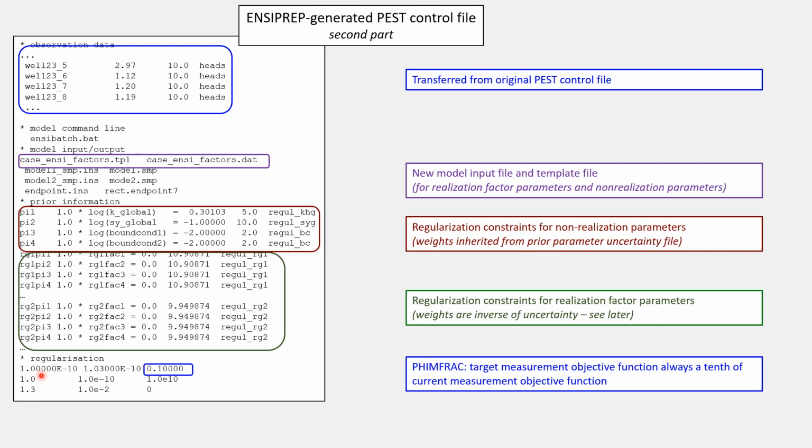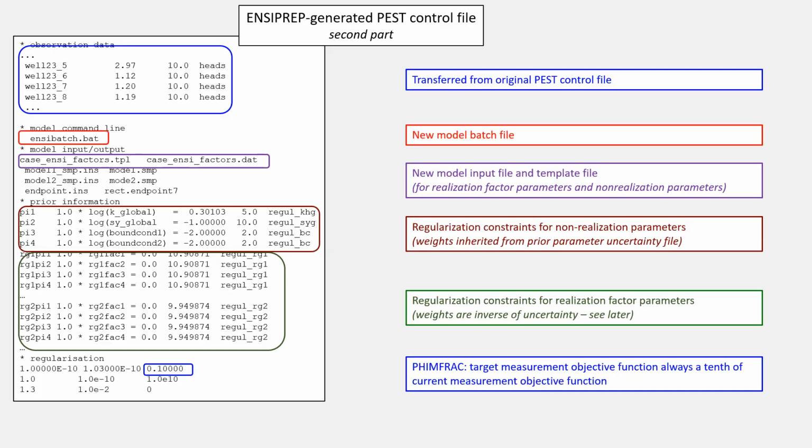As we asked, the target measurement objective function is set very low, but ENSI prep requests that FIMFRAC, a regularization control variable, is set to 0.1. What this means is that whatever the current value of the measurement objective function, behind the scenes the target measurement objective function is always 1/10 of that. So regularization is always operating behind the scenes when we're using PEST to work in this limited dimensional subspace to calibrate the model.